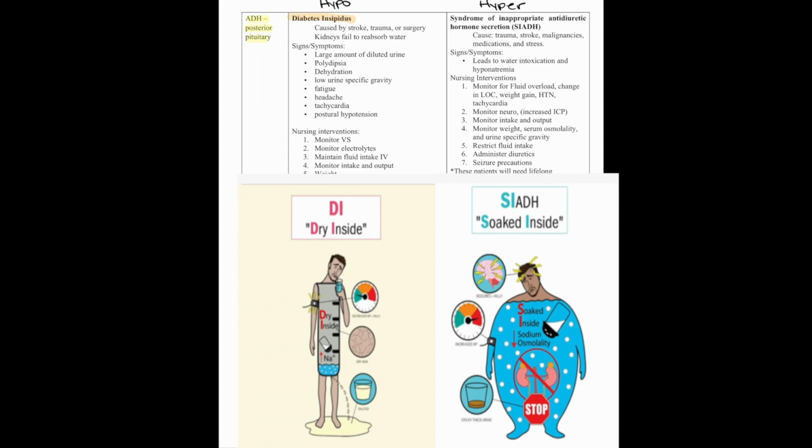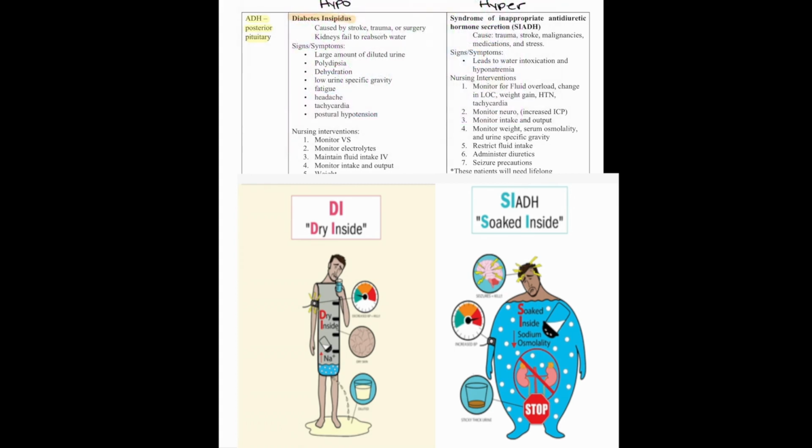Signs and symptoms include a large amount of dilute urine, polydipsia, dehydration, low urine-specific gravity, fatigue, headache, tachycardia, postural hypotension. In our nursing interventions, we're going to monitor vital signs, monitor electrolytes, maintain fluid intake, may need an IV, and monitor intake and output and weight.